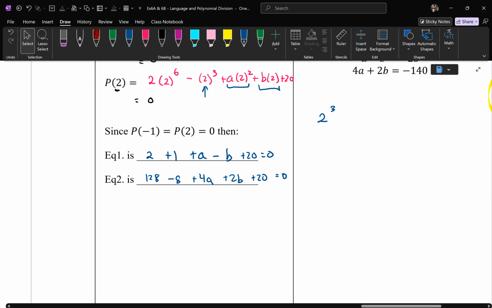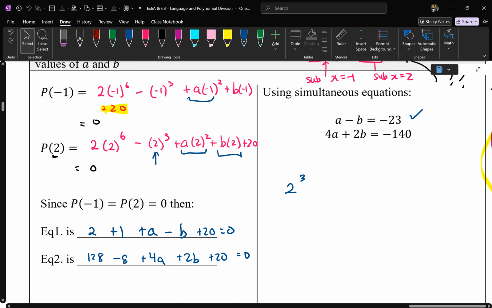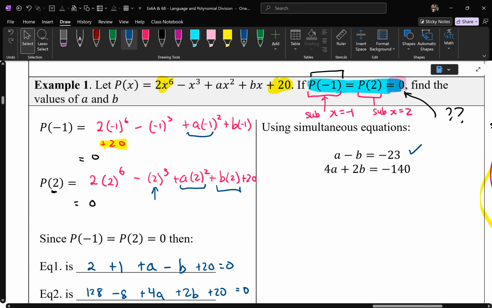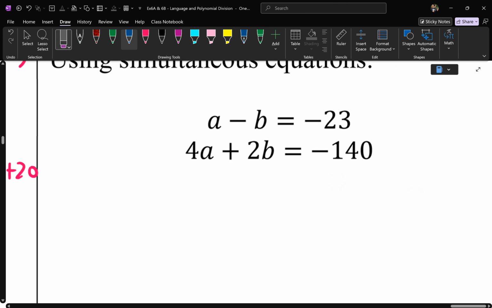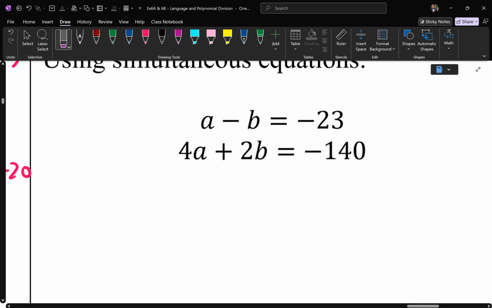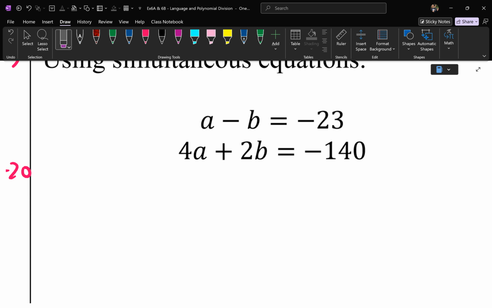Okay? Now that you've got the equations, what is your goal? You're trying to figure out what A and B are. You've got 2 equations, 2 unknowns. You can solve this using what you've learned from previous years, year 9, year 10, simultaneous equations. Okay? It depends if you're used to the substitution method or elimination. I prefer the elimination method.